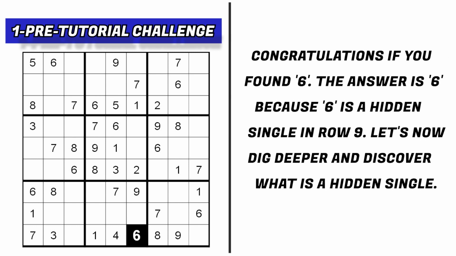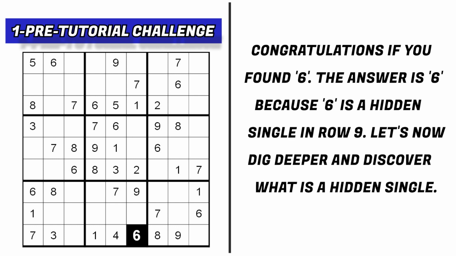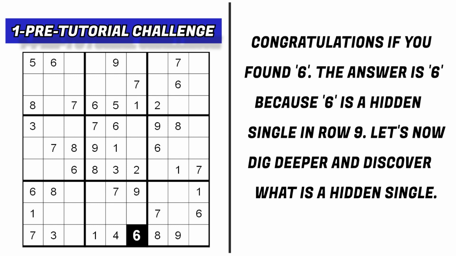Congratulations if you found 6. The correct answer is 6 because 6 is a hidden single in row 9. So, what exactly is a hidden single? Let's dig deeper and find that out.